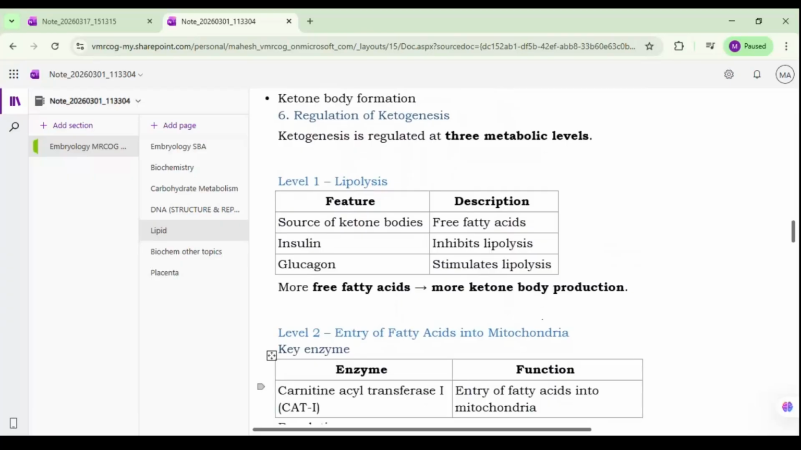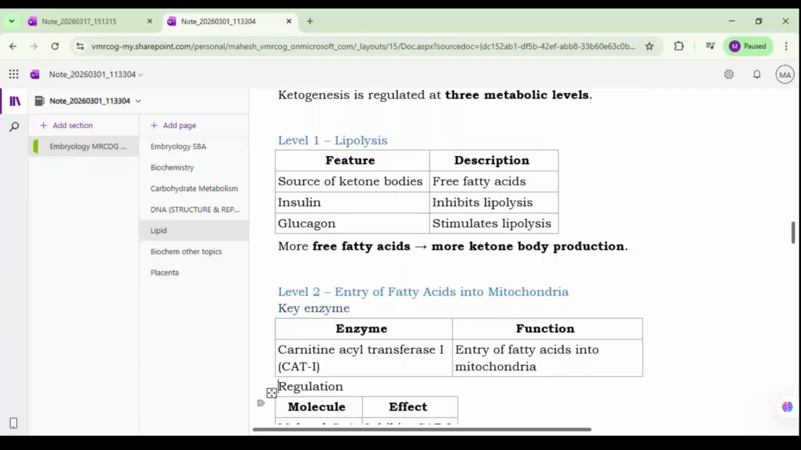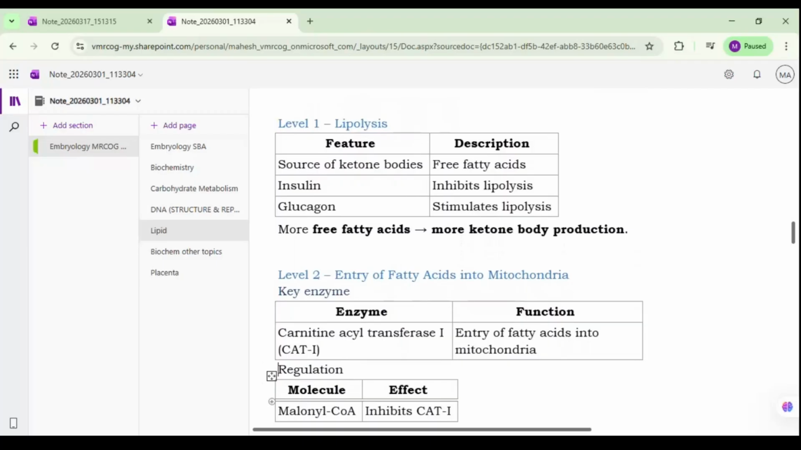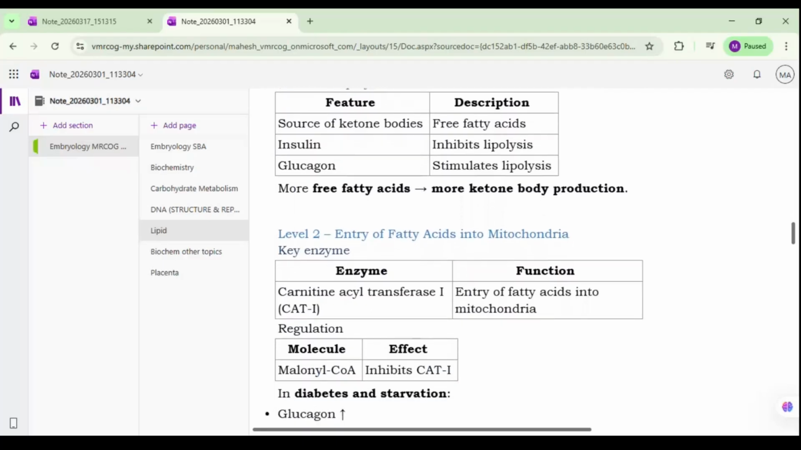Second, entry of fatty acids into the mitochondria. Now you have got these free fatty acids, but there is an entry step into the mitochondria. The enzyme responsible is carnitine acyl transferase 1, CAT1. Entry of fatty acids into the mitochondria is under this enzyme, and this CAT1 enzyme is regulated via malonyl CoA. Okay, this malonyl CoA will inhibit CAT1.